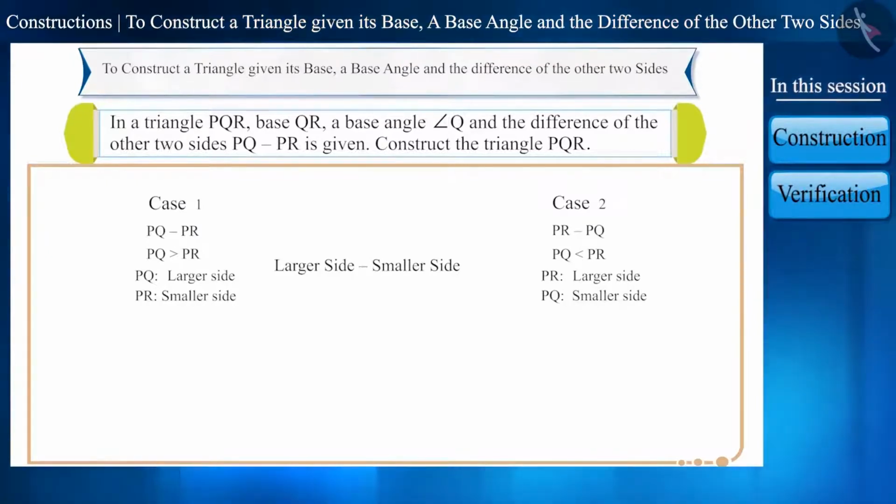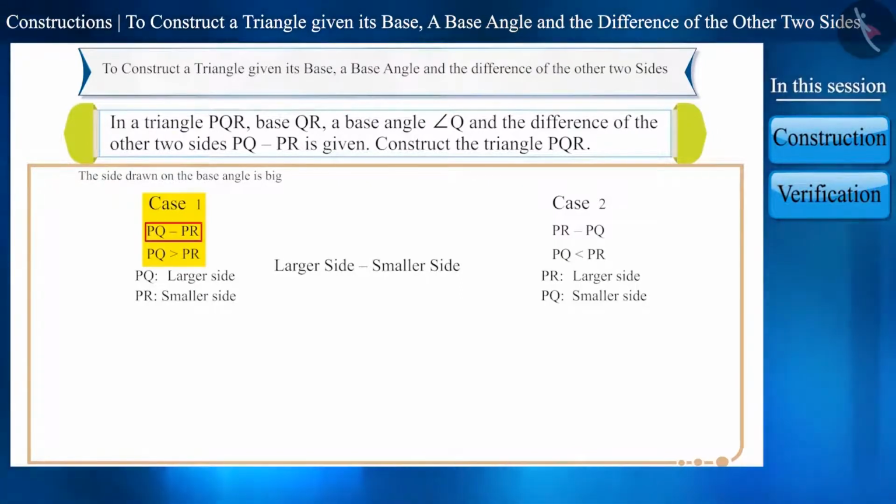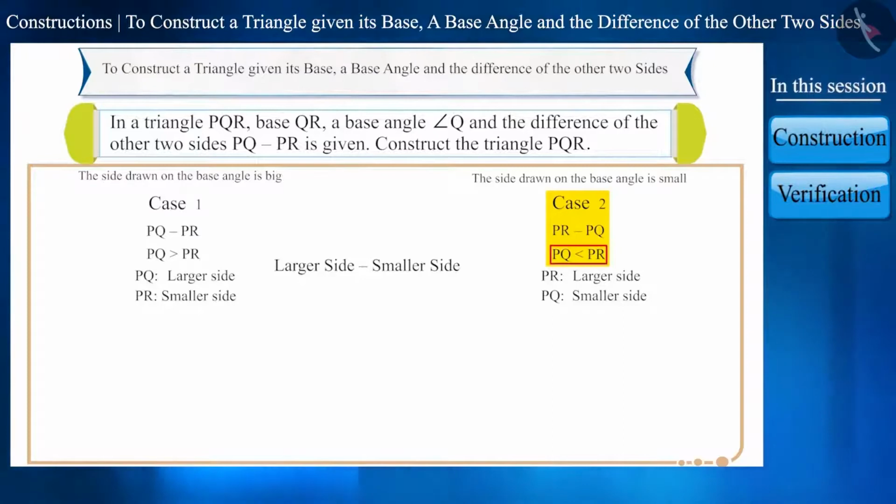And friends, as per the difference given in the sides, the construction of a triangle is done in two ways. Case 1, the side drawn on the base angle is big, PQ greater than PR, that is PQ minus PR is given. Or case 2, the side drawn on the base angle is small, PQ lesser than PR, that is PR minus PQ is given. In this video, we will learn the construction with the information given in case 1.